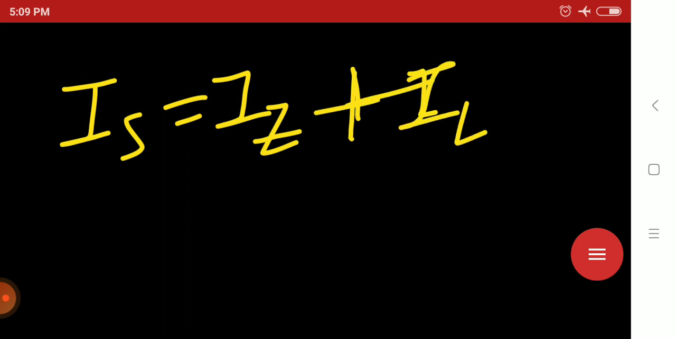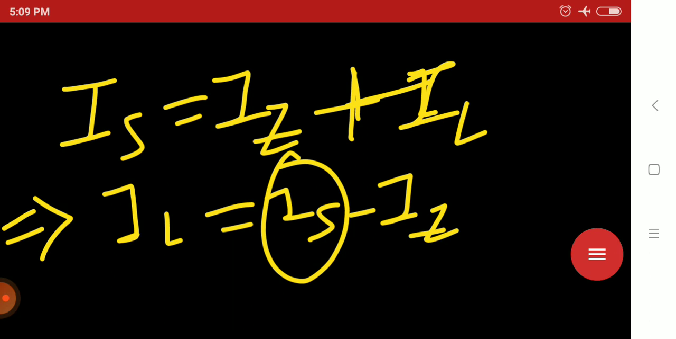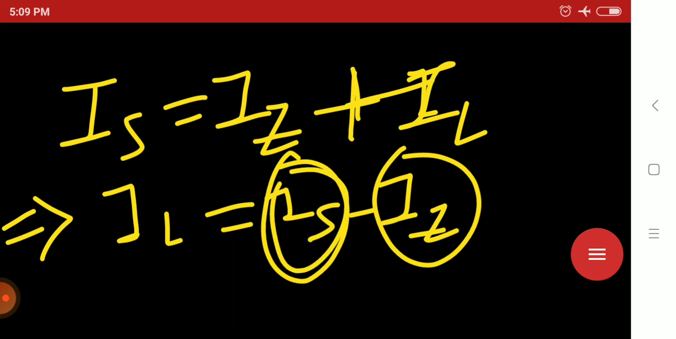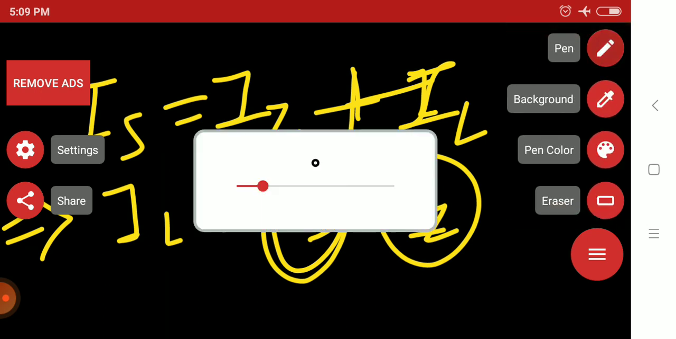We have got Iz max, that is 50 milliampere. So we can write IL equals Is minus Iz. But we also have to know Is, the input current. For that, we will apply KVL in the circuit.